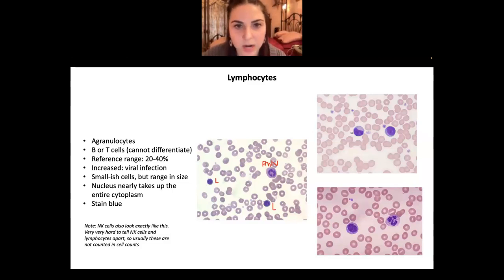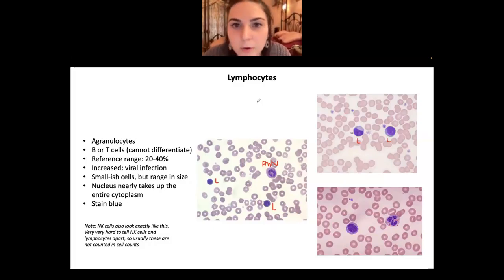Also, lymphocytes are not granulocytes. They really don't have granules in their cytoplasm. So here are lymphocytes. Here's one. It doesn't look spotty the way neutrophils look spotty. Here's another neutrophil. See how spotty it looks? These really shouldn't look spotty. They just have a giant nucleus taking up most of the cytoplasm.